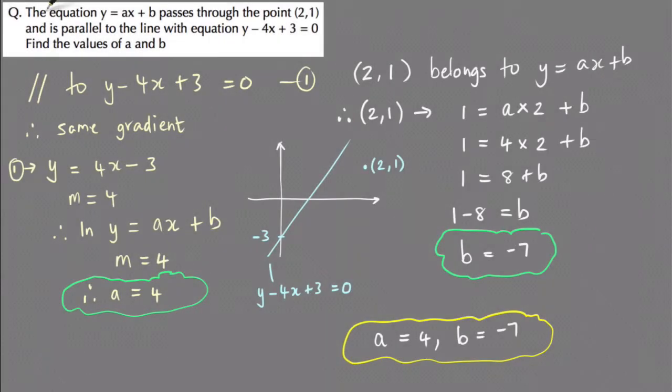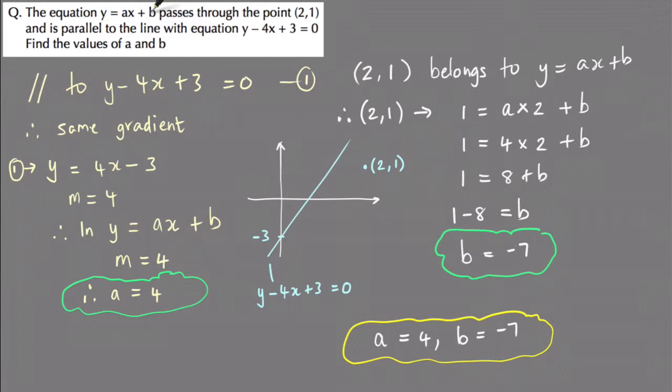Now, this question: the equation y equals ax plus b passes through the point 2, comma 1. Well, the equation can't actually pass through, but it's supposed to be the line with equation y equals ax plus b passes through the point 2, comma 1 and is parallel to the line with equation y minus 4x plus 3 equals 0. Find the values of a and b.